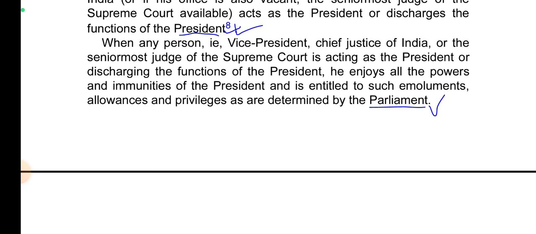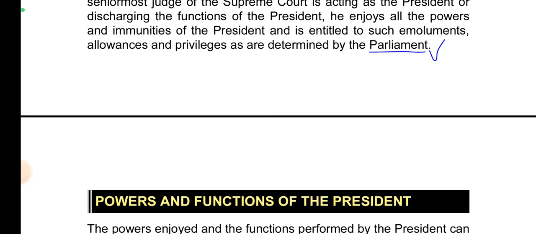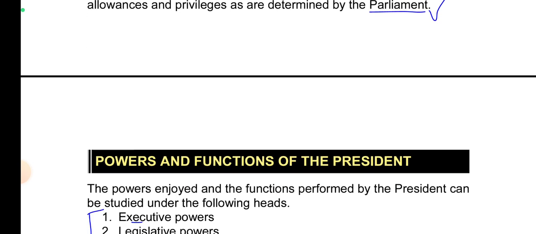When any person, Vice President, Chief Justice of India, or the senior-most judge of the Supreme Court is acting as the President or discharging the functions of the President, he enjoys all the powers and immunities of the President and is entitled to such emoluments, allowances and privileges as are determined by the Parliament.